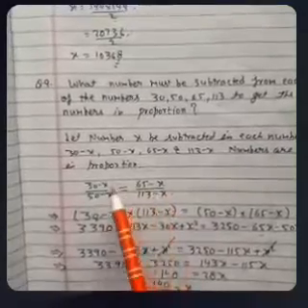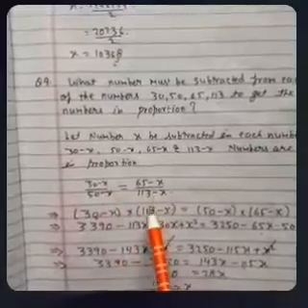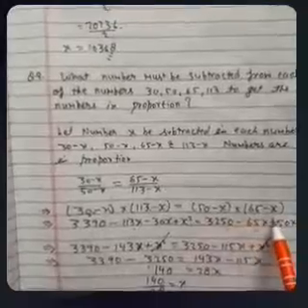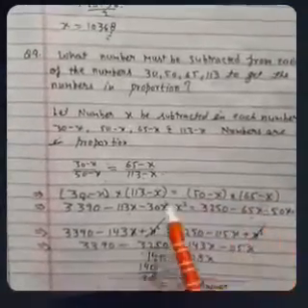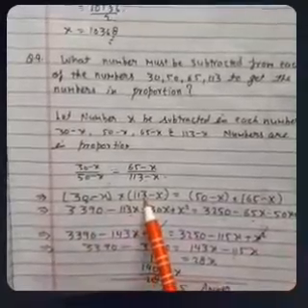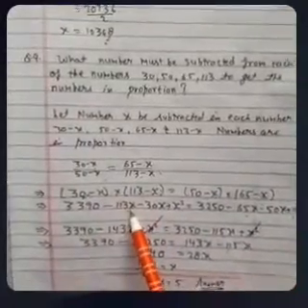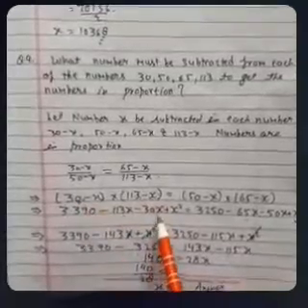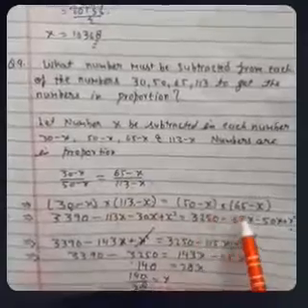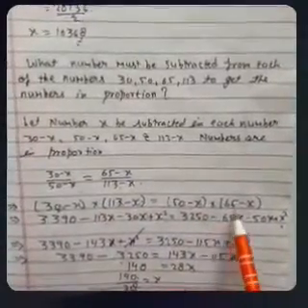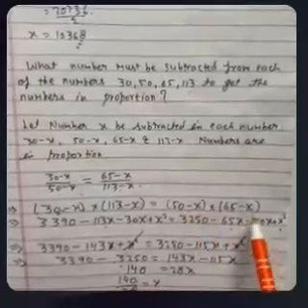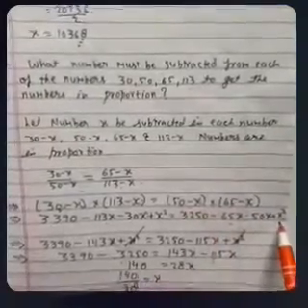Now cross multiply. 30 minus x multiplied by 113 minus x is equal to 50 minus x multiplied by 65 minus x. 30 multiplied by 113 is 3390. Minus x times 113 is 113x. Minus x times 30 is 30x. Minus x times minus x is plus x square. 50 multiplied by 65 is 3250. 65 minus x, x multiplied by 50 is minus 50x, minus x times minus 65 is minus 65x, plus x square.